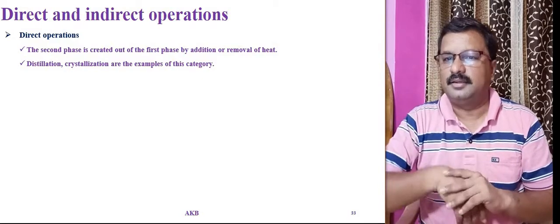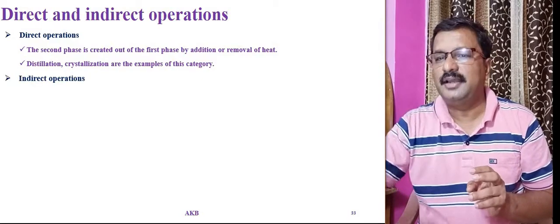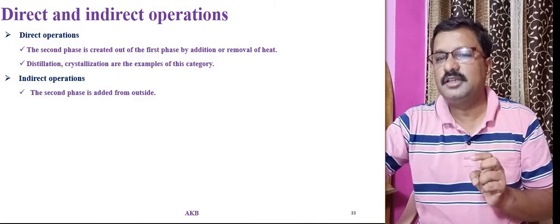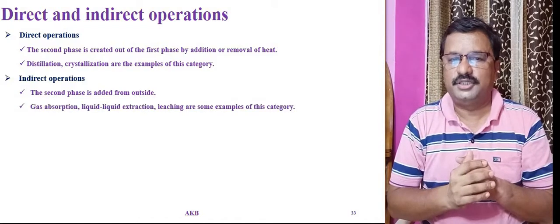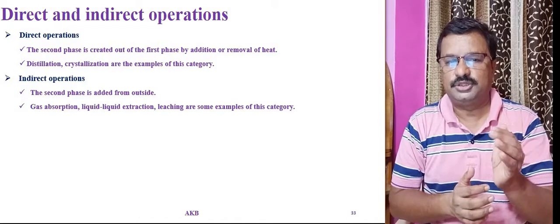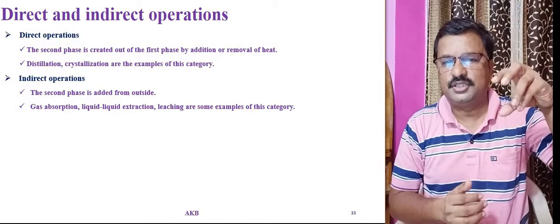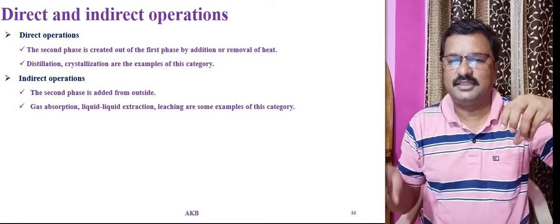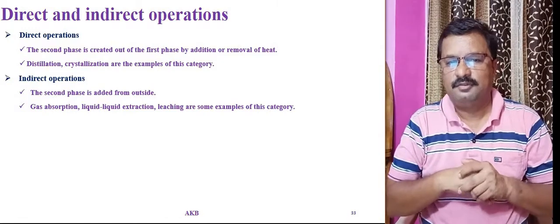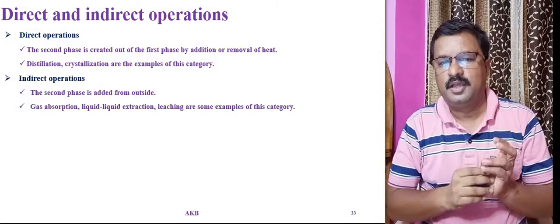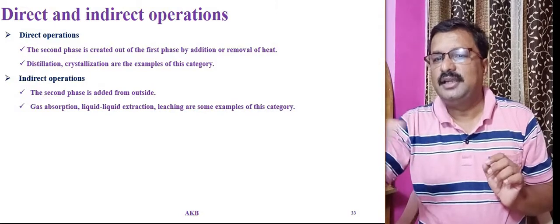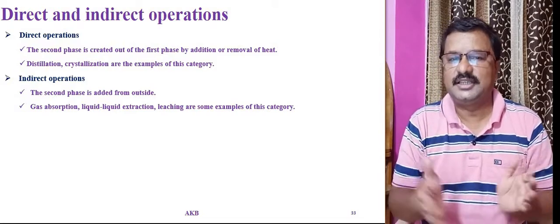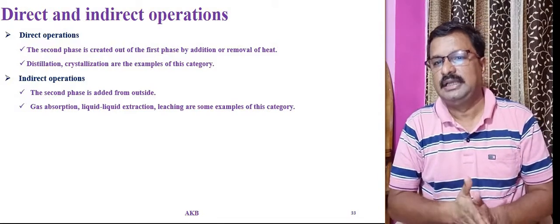Then indirect operations. In indirect operations, the second phase is added from the outside. What are the examples of indirect mass transfer operations? You have gas absorption. In gas absorption, the gas mixture is contacted with a liquid solvent. So the gas mixture is coming from outside, as well as the liquid solvent. Both the phases are added from outside. So these are indirect mass transfer operations: gas absorption, then you have liquid extraction, leaching.